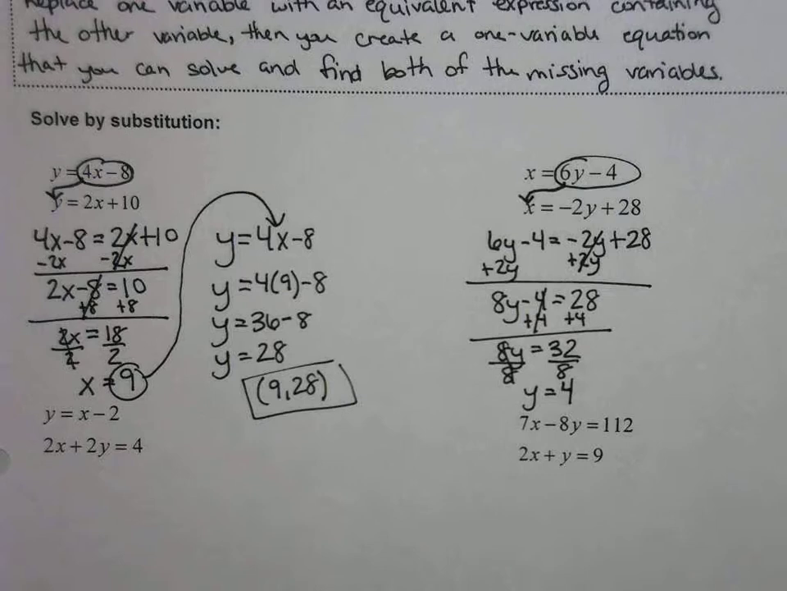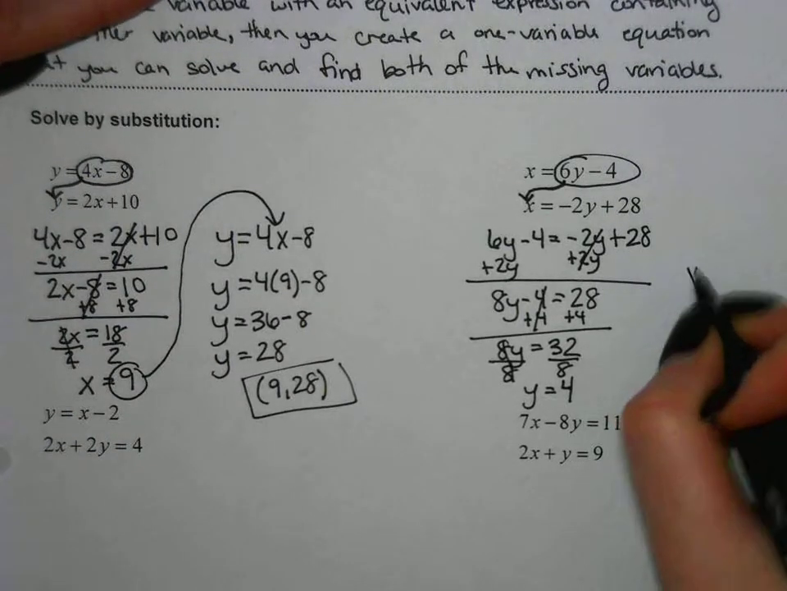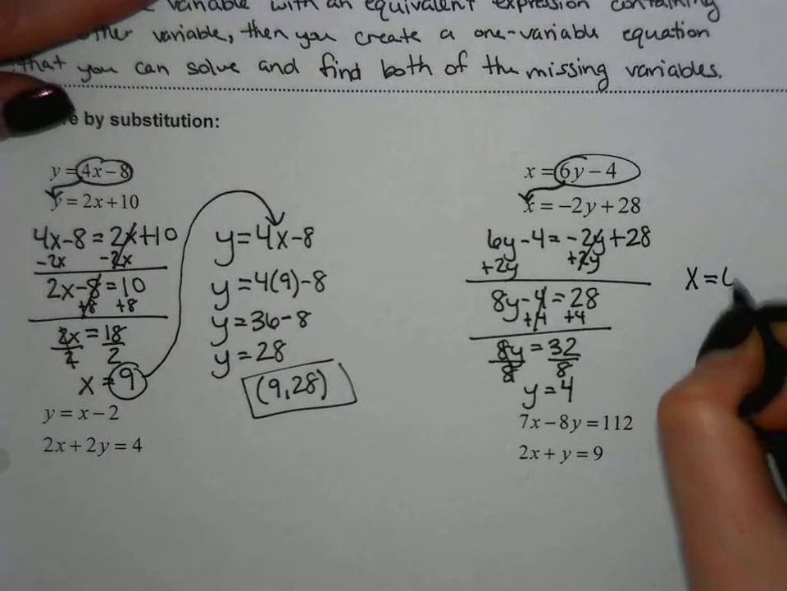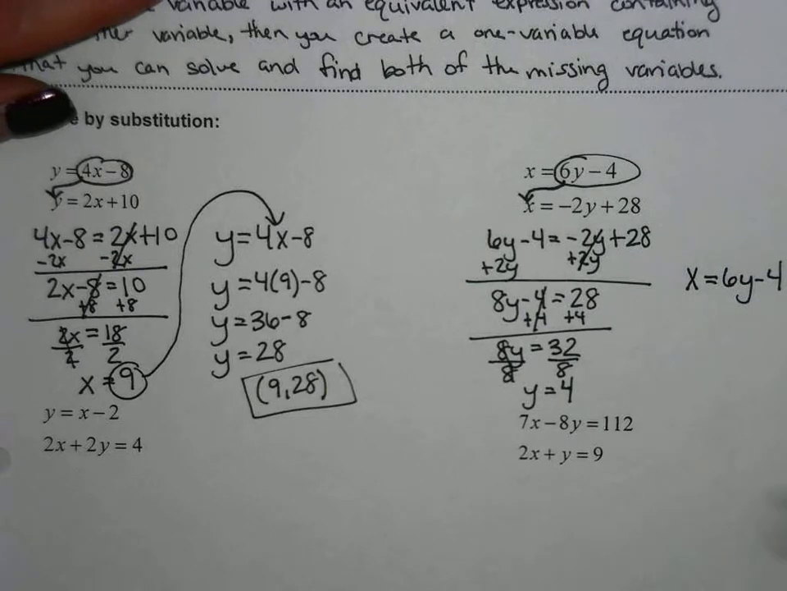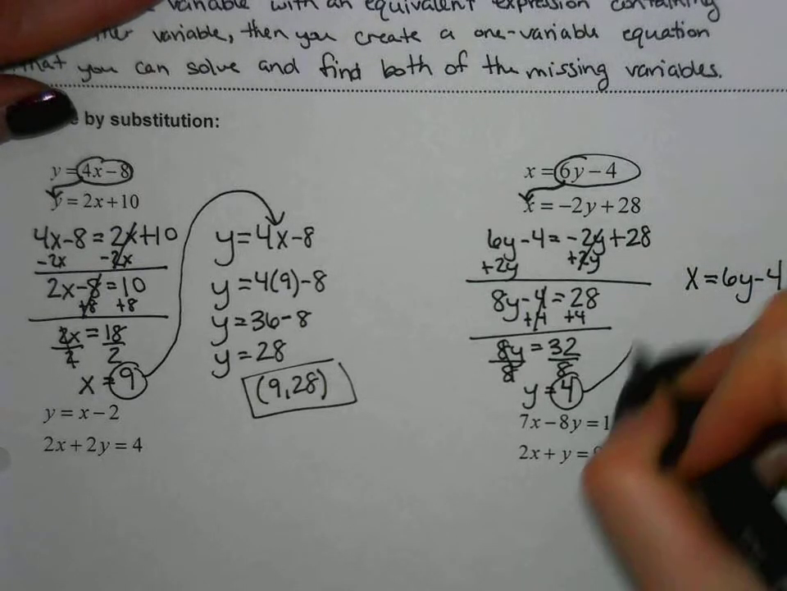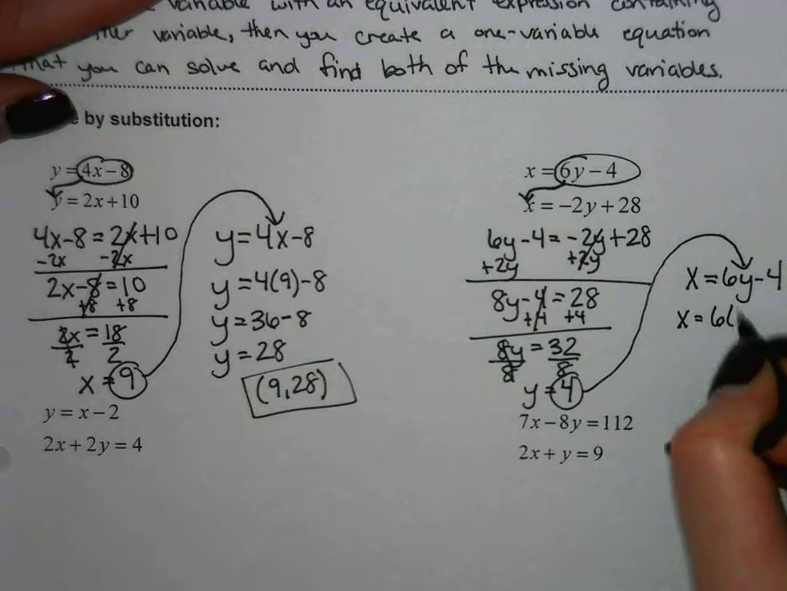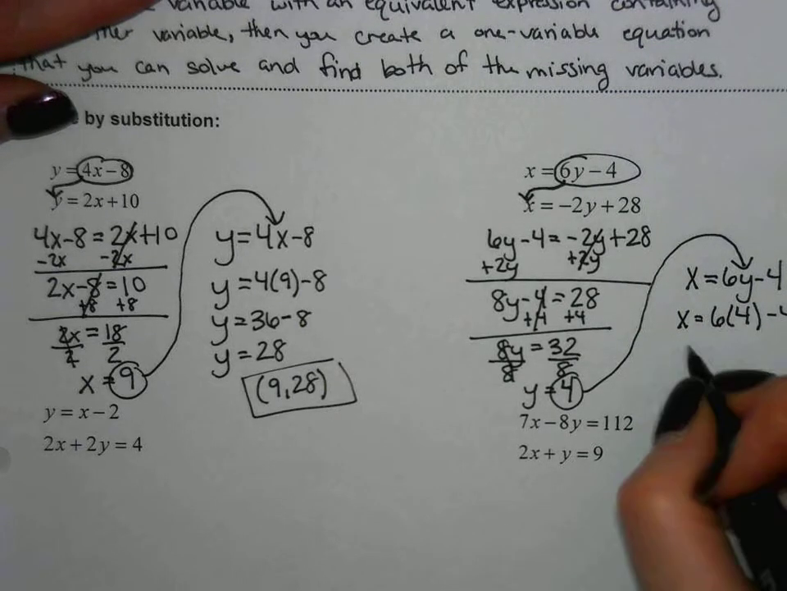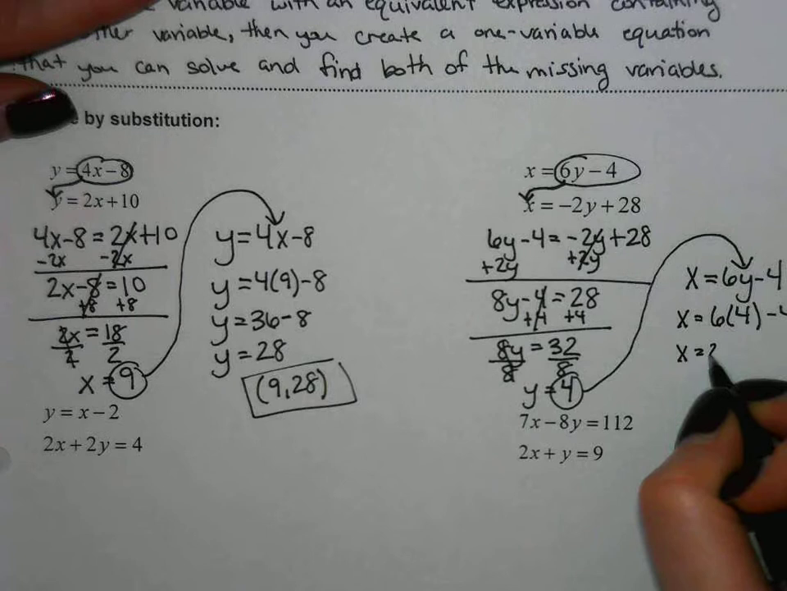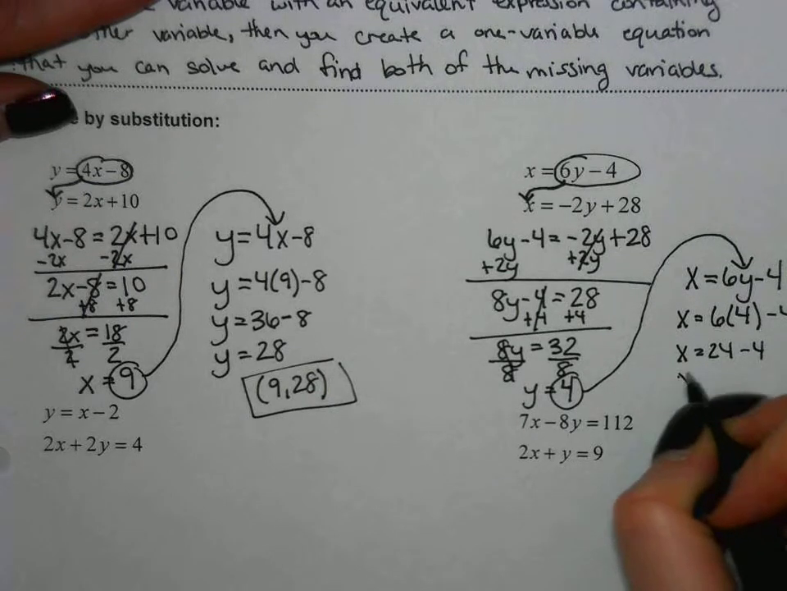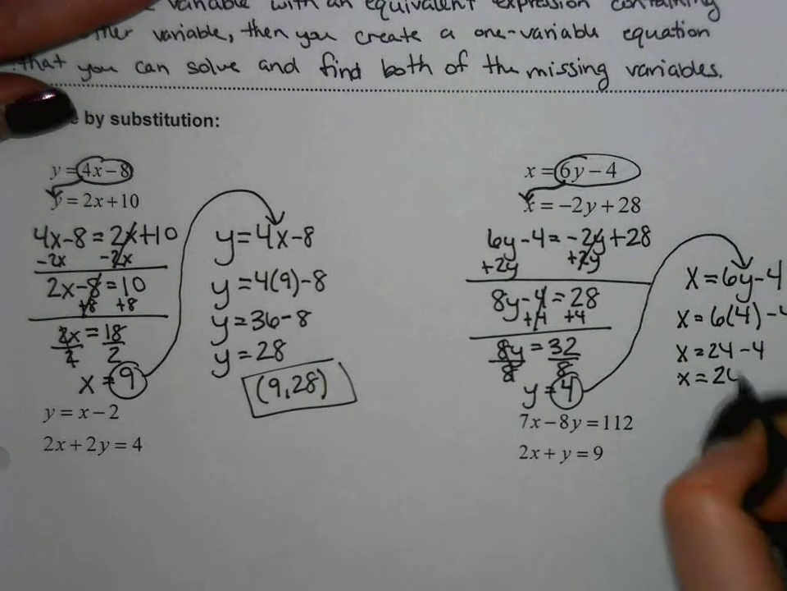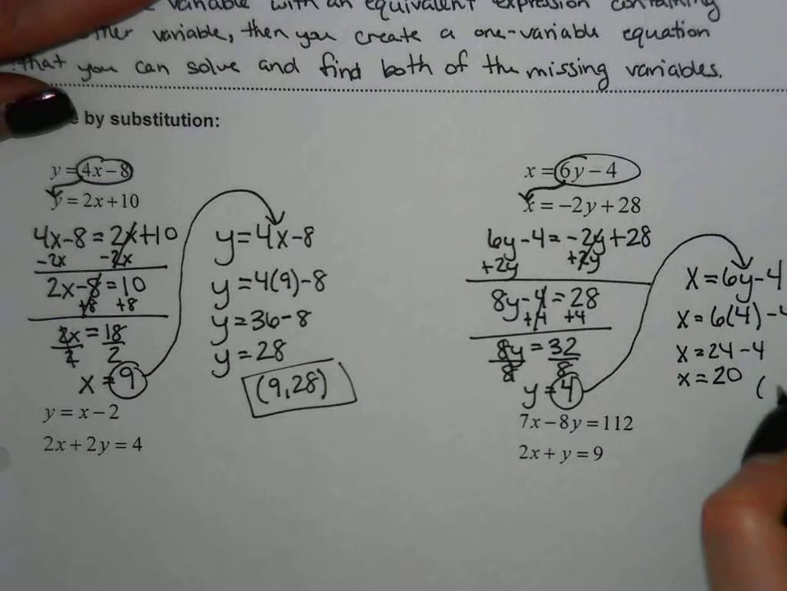So now to find our second variable, we take the top equation that we circled, x equals 6y minus 4. I know what y is, I just solved for it, so I'm going to substitute 4 in for my y. So 6 times 4 is 24. 24 minus 4 is 20. So our final solution is 20 and 4.